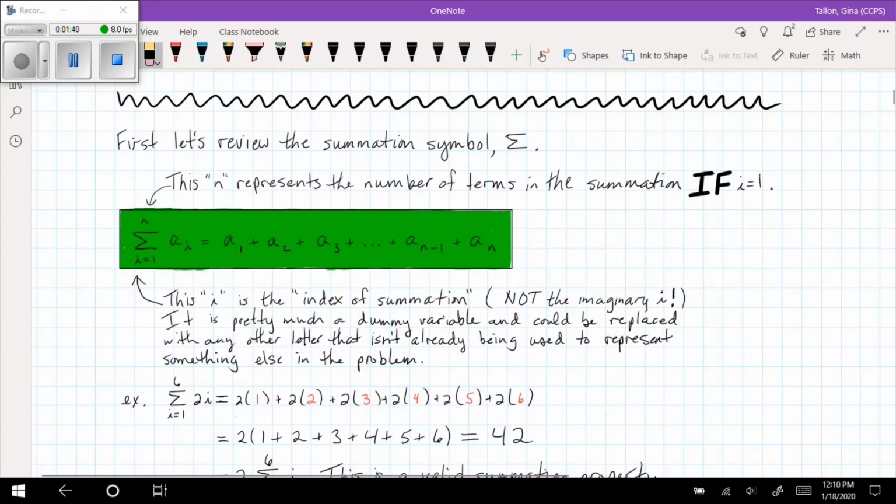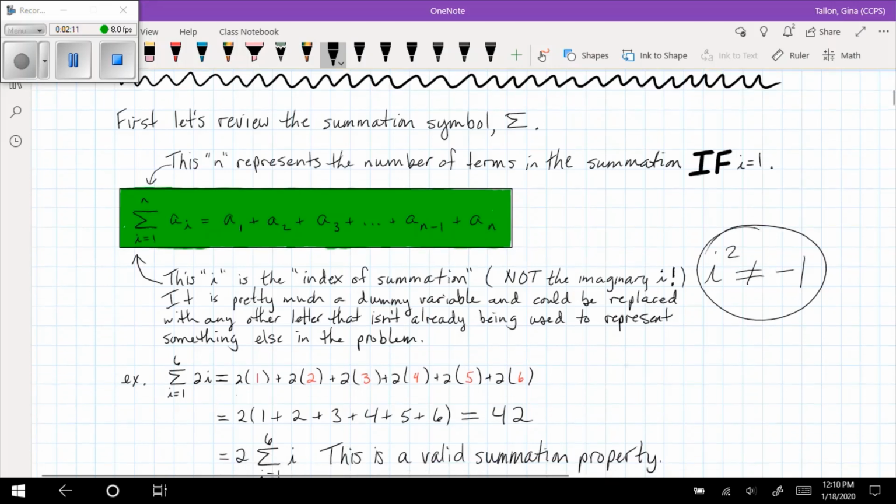The i is the index of summation, not the imaginary i. You have to be careful here. i squared will not equal -1. We are not talking about complex numbers. It is pretty much a dummy variable and could be replaced with any other letter that isn't already being used to represent something else in the problem. So I think we're best to simply explain what's going on through an example.